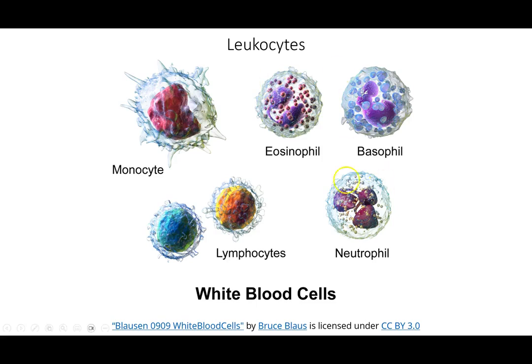So these granular leukocytes, again, eosinophils, basophils, and neutrophils, each of them have a slightly different job within the immune system. The first one we're going to talk about is the neutrophils. These are one of the most common types of white blood cells in the body. Neutrophils make up between 50 and 70% of the overall white blood cell count. These are pretty large, and they are, again, going to have these big granules.